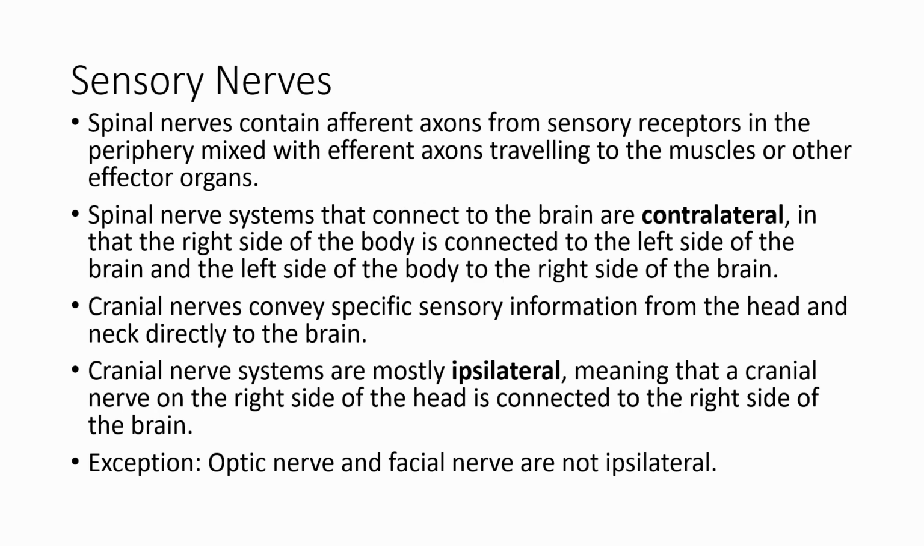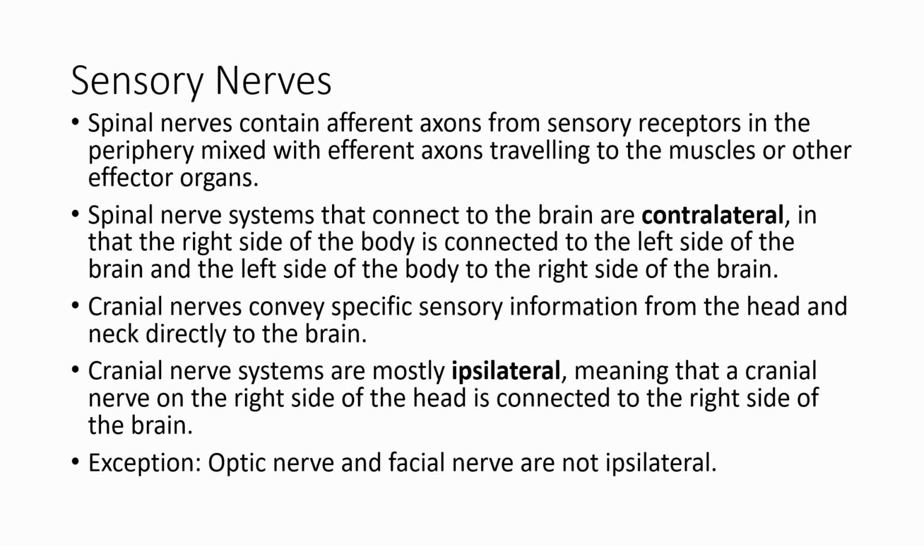But with the cranial nerves, these are the ones, remember, that connect directly to the brain. These are ipsilateral, meaning they stay on the same side. So the cranial nerve that connects on the right is connected to the right side of the brain. There's a small exception in that the optic and the facial nerves are neither. They're not ipsilateral and they're not contralateral. I want to point out that they're not either.